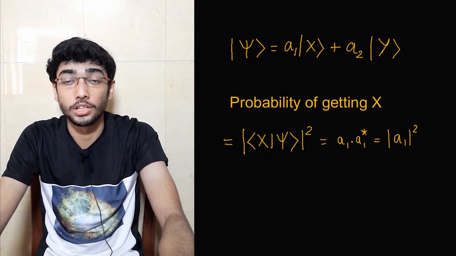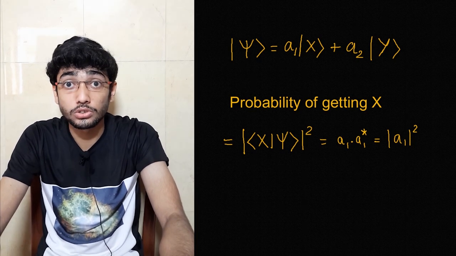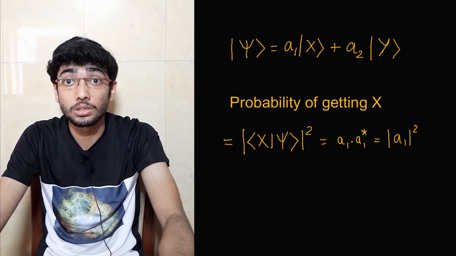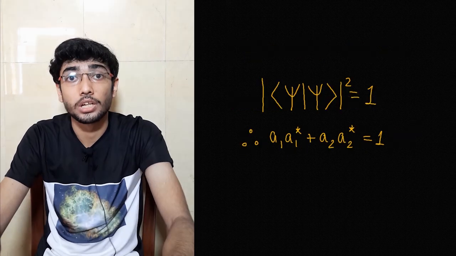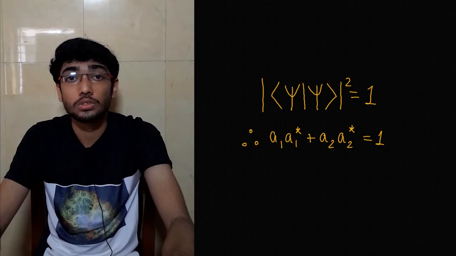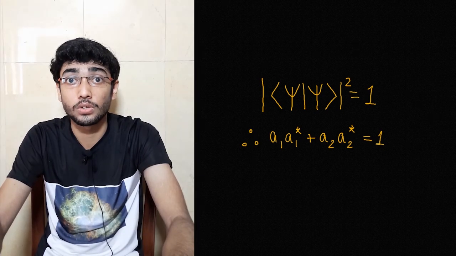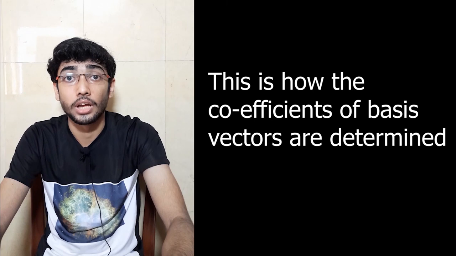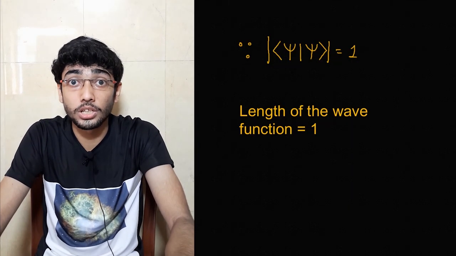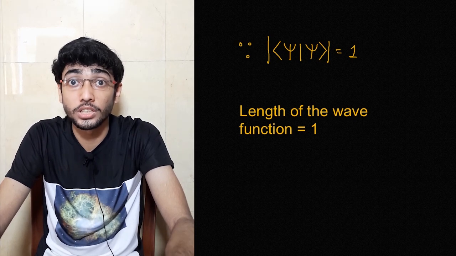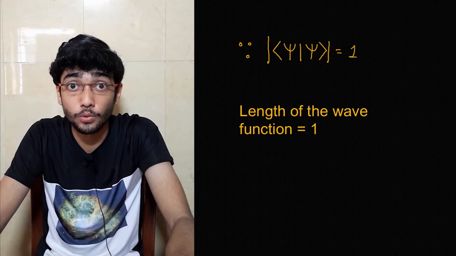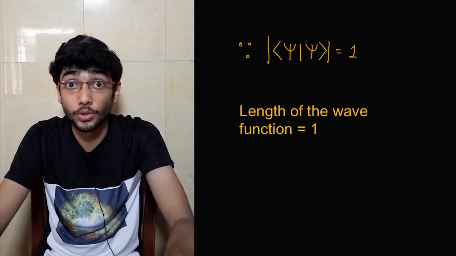Then the probability of getting the first outcome is the square modulus of the inner product of x with psi, which is equal to a1 times a1 star, which is equal to the square modulus of a1. And as the total probability of getting any one of the two possible outcomes is always 1, therefore the inner product of the wave function with itself must be equal to 1. And this is how the coefficients of the basis vectors are determined. Now the point to note here is that the inner product of the wave function with itself is equal to 1. Then the length of the wave function in Hilbert space must be equal to 1. So all wave functions are of unit length.